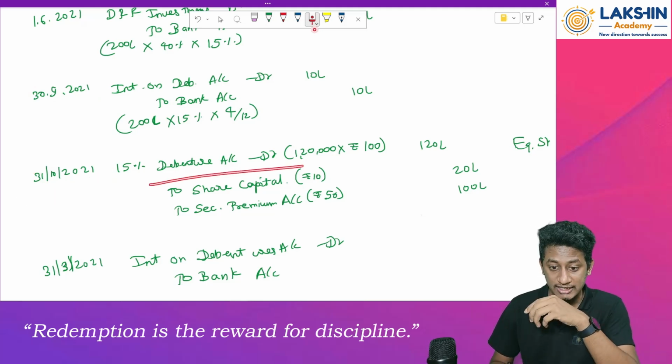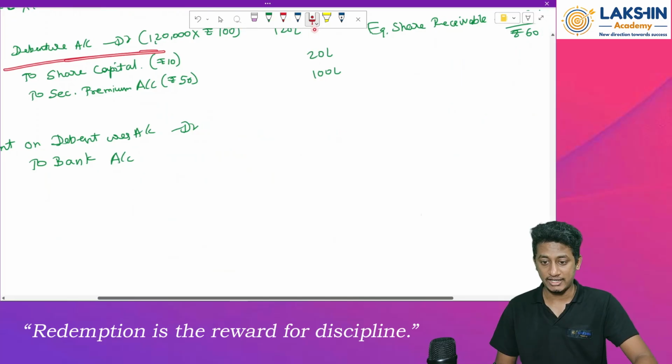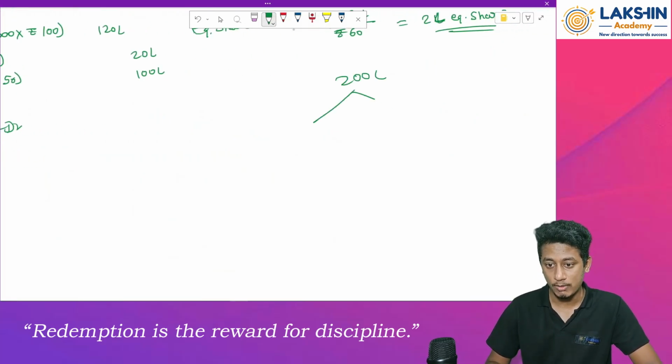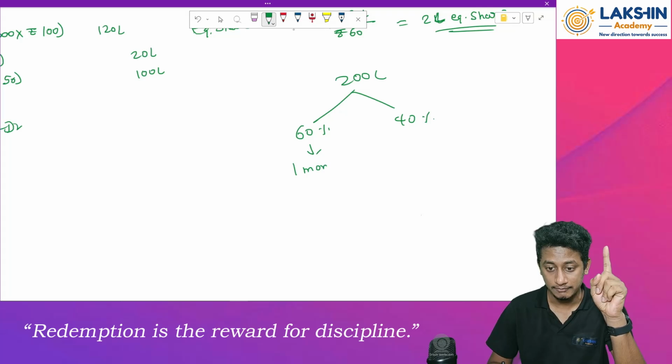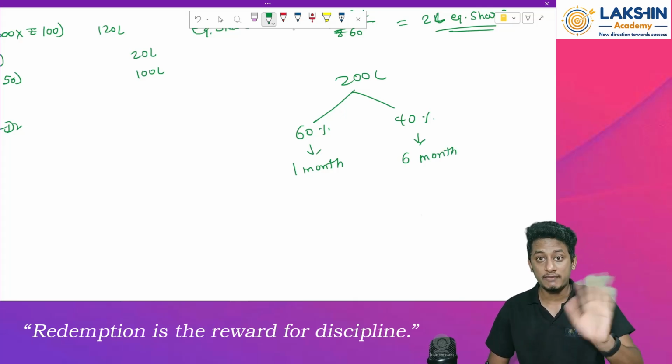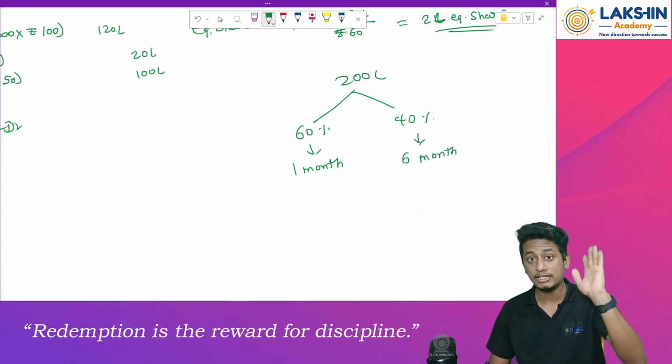For these debentures, make 2 bifurcations of the 200 lakhs: 60% that are converted, and 40% that are not converted. For the converted ones, we need to give interest for 1 month, from September end till October end. For the non-converted ones, you have to give the interest for the whole 6 months, because these will be redeemed on cash basis.